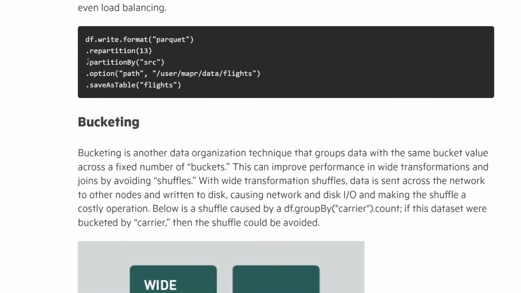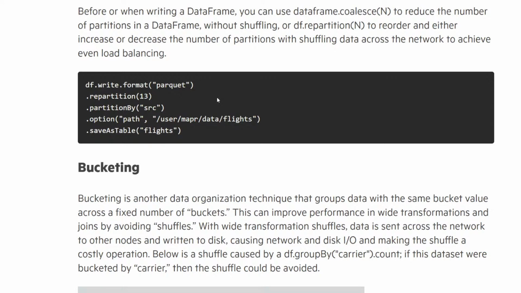So here is an example where they use repartition, and here they repartition by partition by SRC. And repartition helps achieve a very even load balancing, because it does pretty close to equal number of rows per partition.